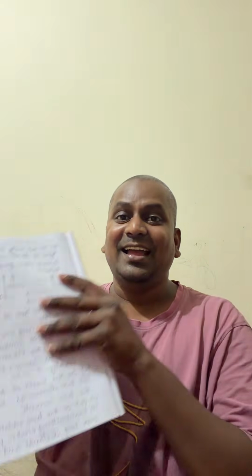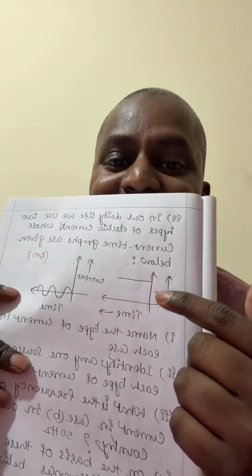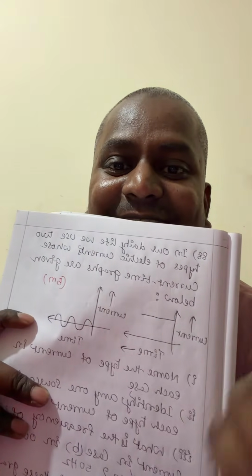So here is the graph. This is the DC. This is AC current and DC current. Yes, understood.